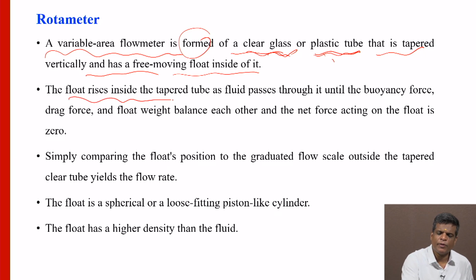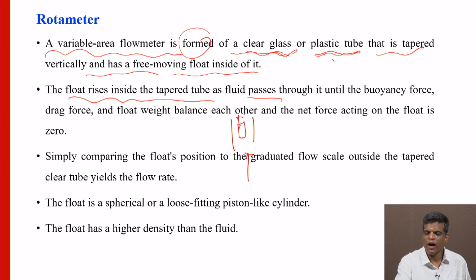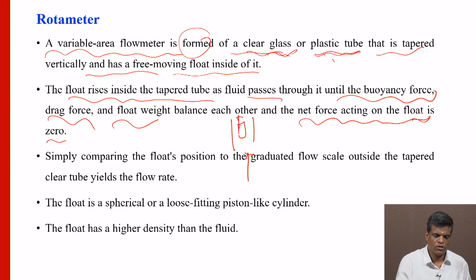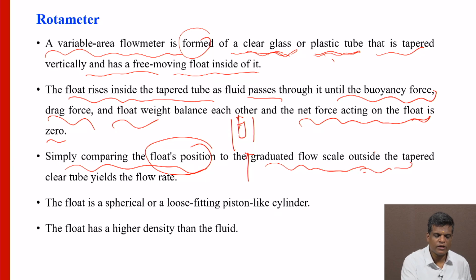The float rises inside the tapered tube as the fluid passes. The float keeps rising until the buoyancy force, the drag force and the float weight balance each other, and the net force acting on the float is 0. Then simply comparing the float position to the graduated flow scale outside the tapered clear tube gives exactly the volumetric flow rate.